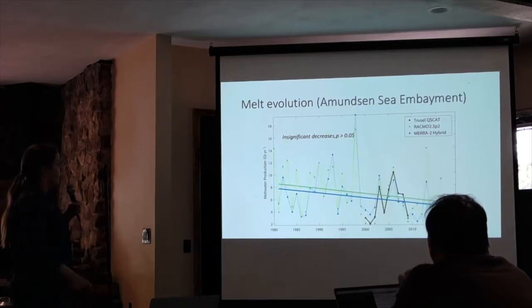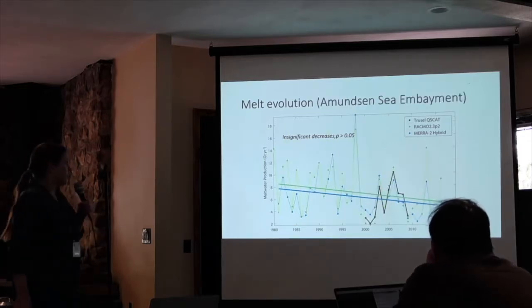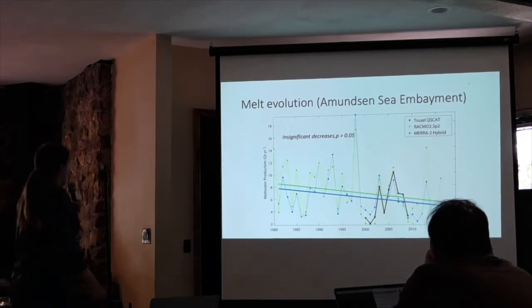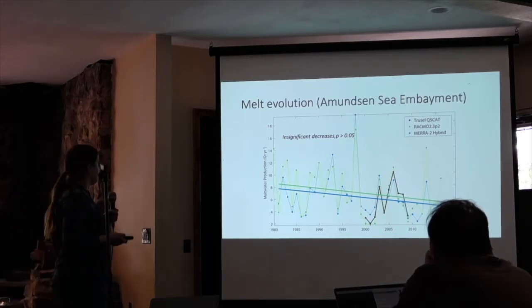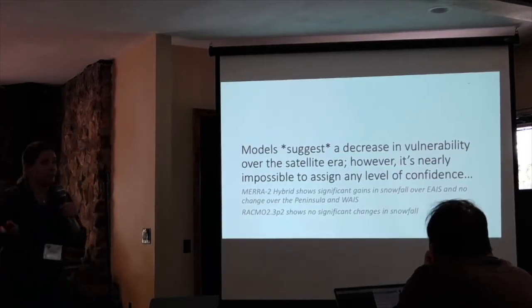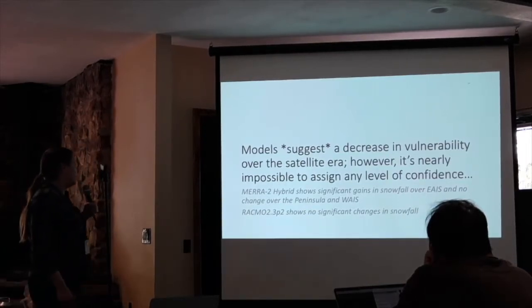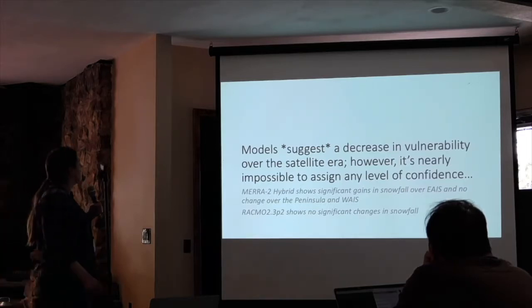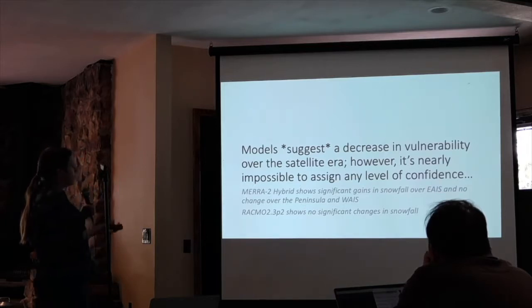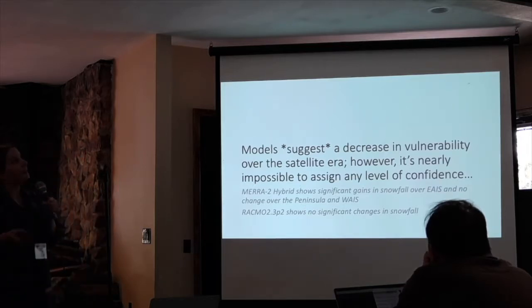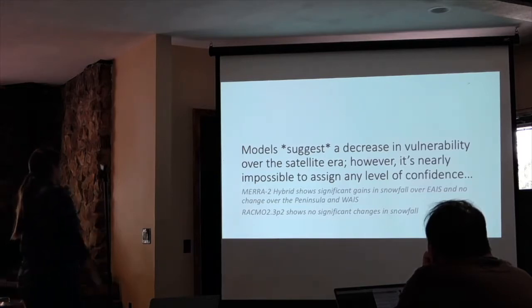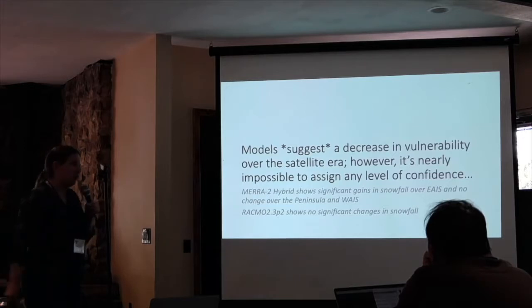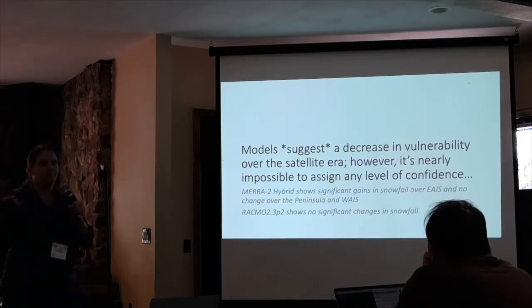And here's Amundsen Sea embayment, if you only care about that. But the story is pretty much the same around all of Antarctica, actually. So models suggest a decrease in the vulnerability index over the satellite era. But again, take that with a grain of salt because it's a very short record and a lot of variability. And I should note, because the vulnerability index isn't just melt, it's also snowfall. And so MERRA-2 actually has some significant gains in snowfall, whereas RACMO pretty much is flatline.